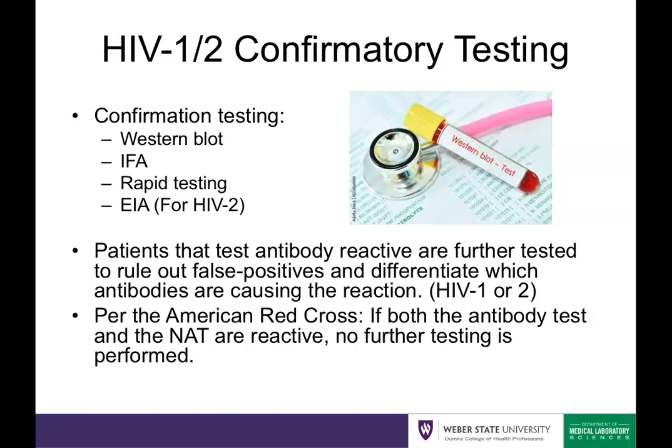So patients that test antibody reactive are further tested to rule out false positives and differentiate which antibodies are causing the reaction, be it HIV 1 or HIV 2. That confirmation testing can include a Western blot test, an immunofluorescence assay, rapid testing, which just helps differentiate which HIV is causing the reaction, or another enzyme immunoassay, and that is just for HIV-2.